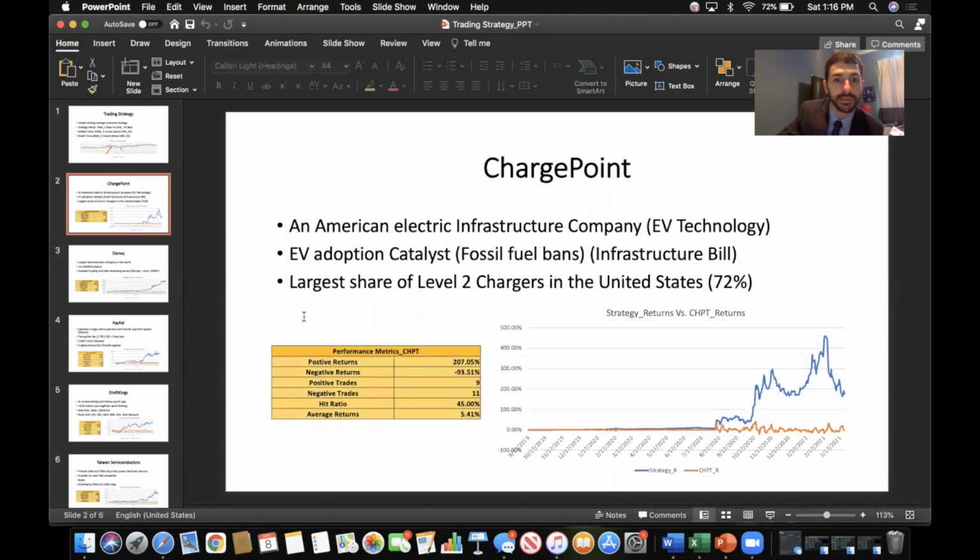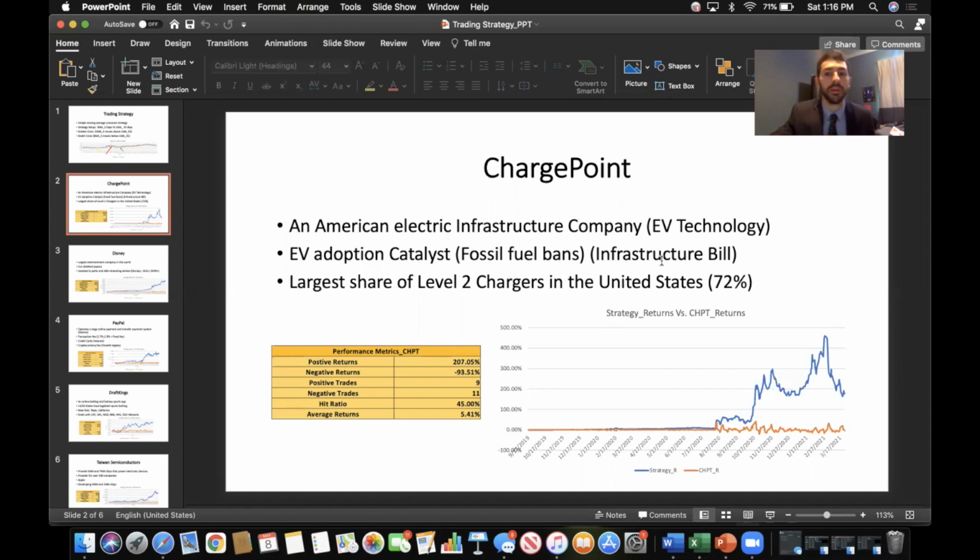So why do we like these companies? Well, we like ChargePoint because it's an American electrical charging company. If you own a Tesla, it's likely that you're using the company to charge your Tesla. But there's an expected ban, especially in California in 2035, where gas vehicles are not going to be allowed anymore. But you have Joe Biden's infrastructure bill, which is indicated to be $2 trillion worth.